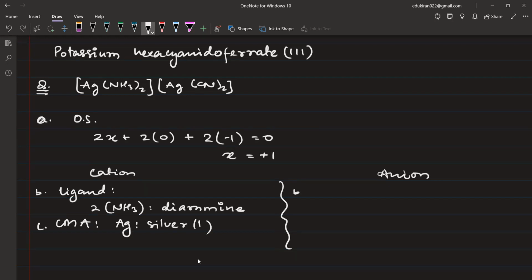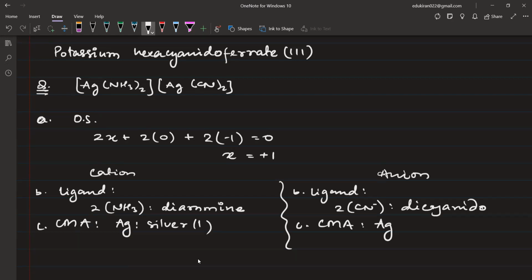Now in the anion, we have the ligand, which is 2 CN negative, which will be dicyanido, and then the central metal atom. Here also it is Ag, but in this case it will not be silver, it will be argentate(I) because it is anionic. Argentate(I).